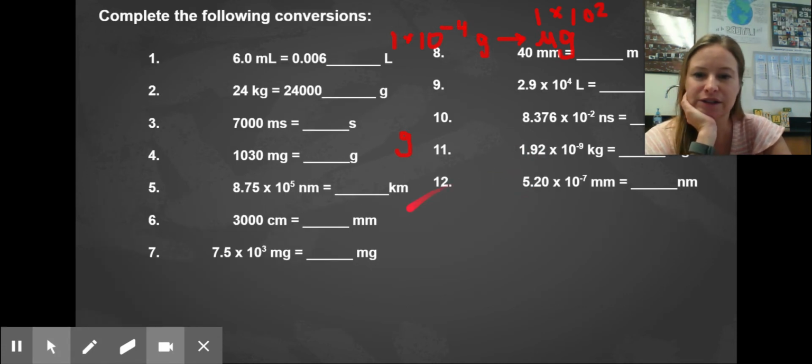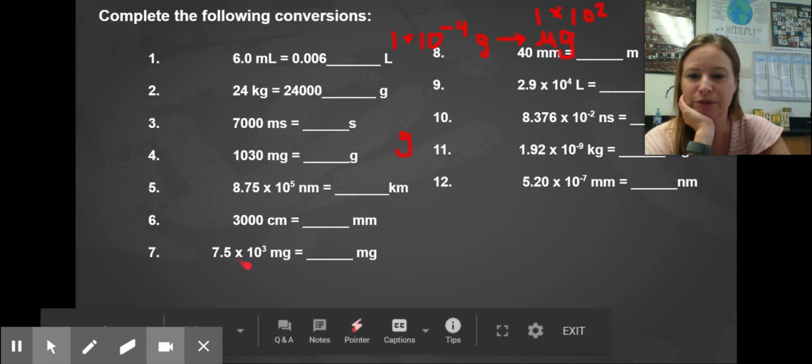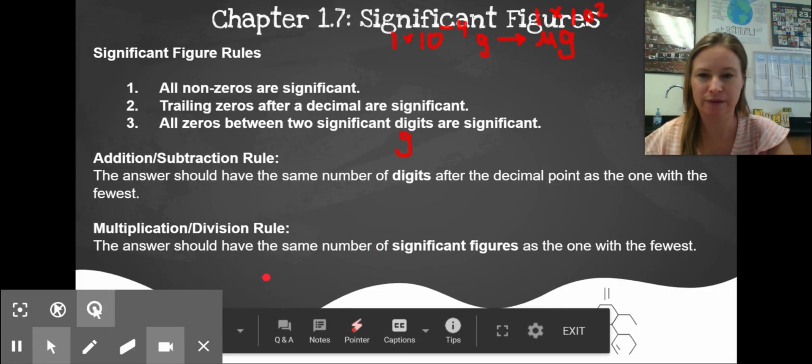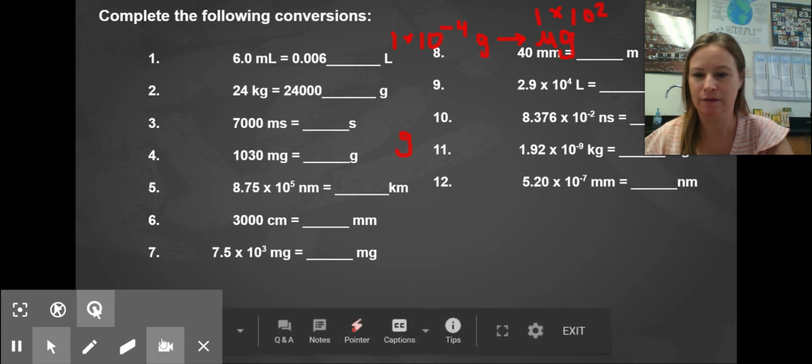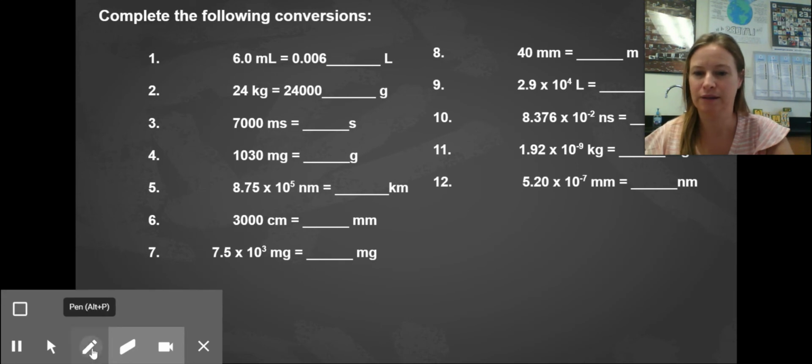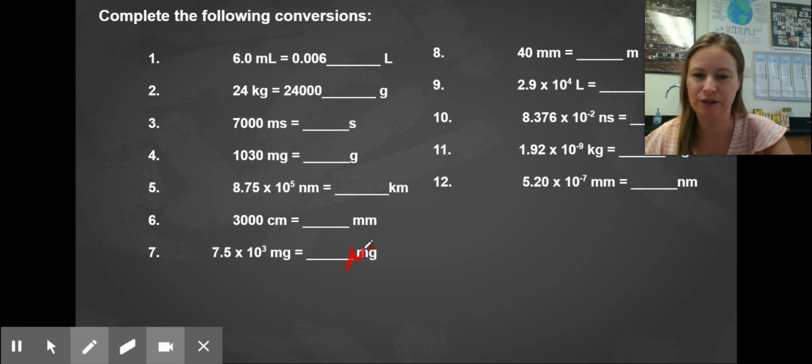Okay, let's do this problem down here. Oh, I think one of these was supposed to be micro. Let's make this micro. Whoops. Erase this. Okay, so let's make this a microgram, and then we can do this problem.